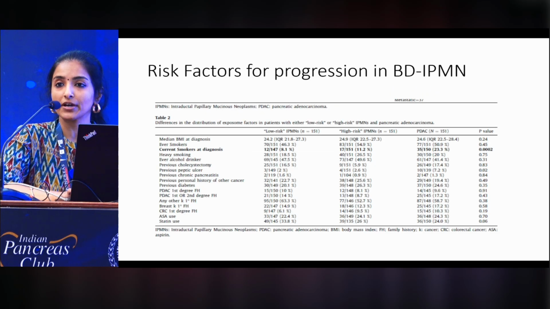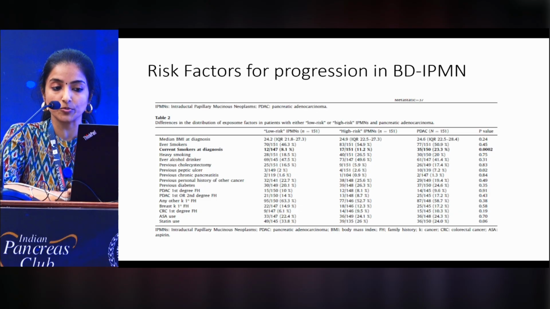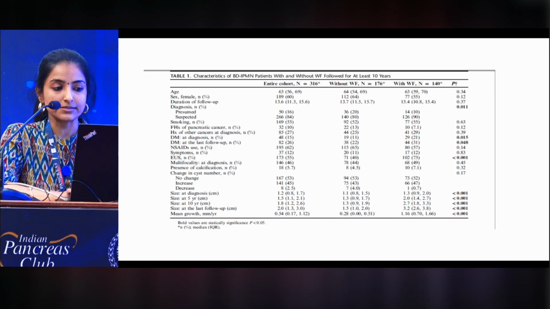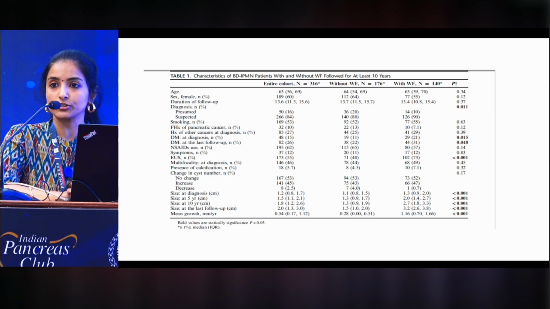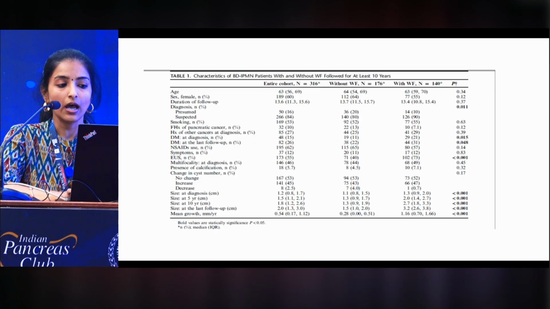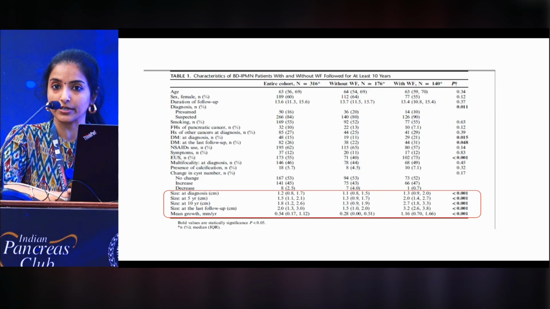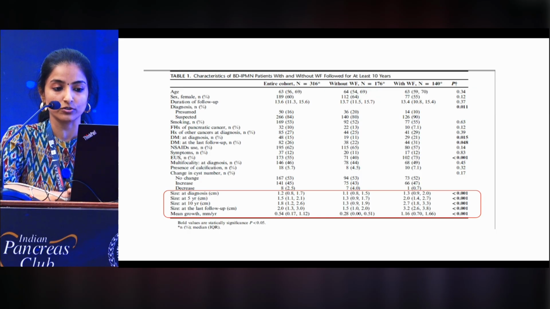Among the modifiable risk factors that seem to be important in somebody who is on surveillance for branch duct IPMN, the only thing that turned out to be significant was cigarette smoking. Now, this is another study which looked at branch duct IPMN patients on surveillance over a period of 10 years. None of them had operations, and the only factors that seemed to be significant here were the size at baseline diagnosis of the branch duct IPMN and the rate of growth of the cyst.